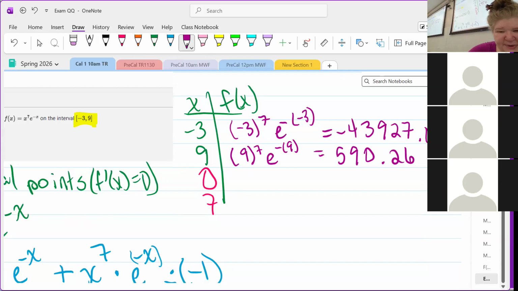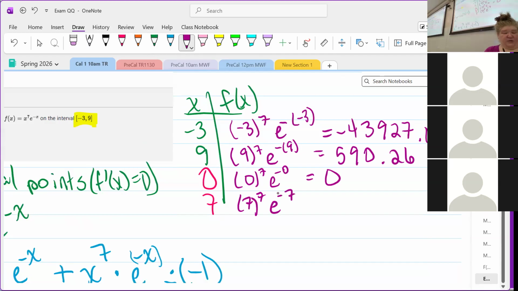All right, we plug in 0. 0 to the 7th times e to the negative 0. Haha, 0. And now let's see what happens with our 7. 7 to the 7th times e to the negative 7. Positive 750.97.